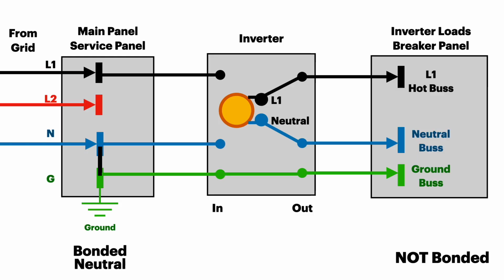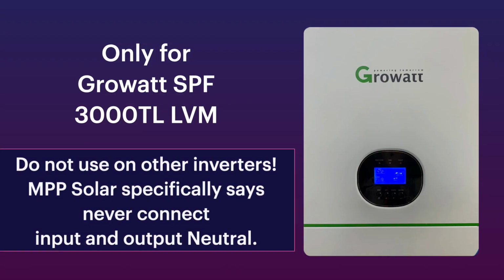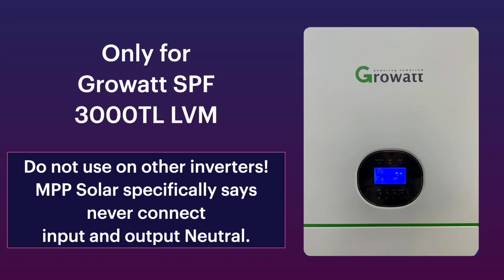You can connect the neutral in of the inverter to the neutral out of the inverter. And no matter what mode you're in, whether you're in grid mode or inverter mode, you are always seeing the ground neutral bond over in the main service panel. Now, again, this is only for the Growatt 3000. This may not be supported by other inverters, and it could even cause damage. In fact, MPP Solar specifically says never connect the input and the output neutral.